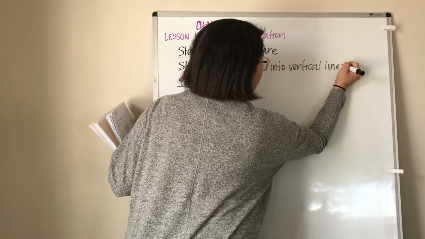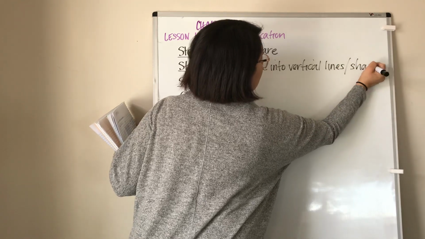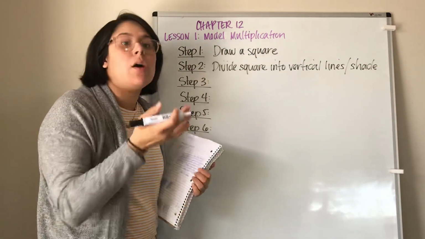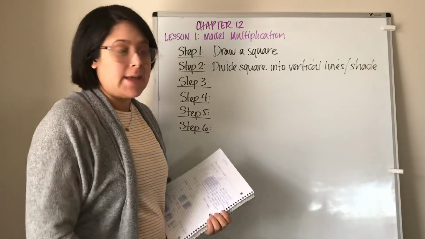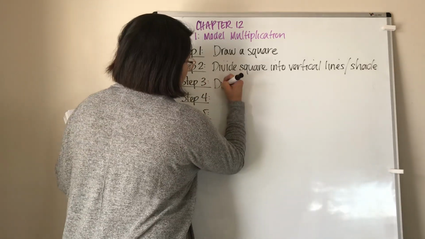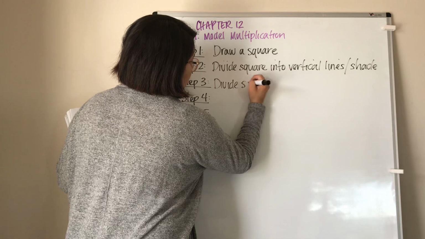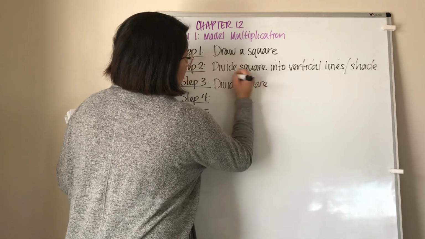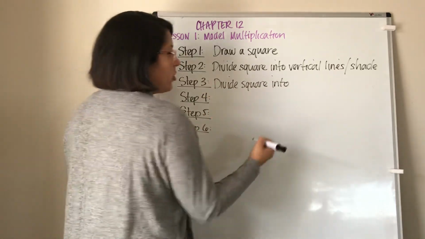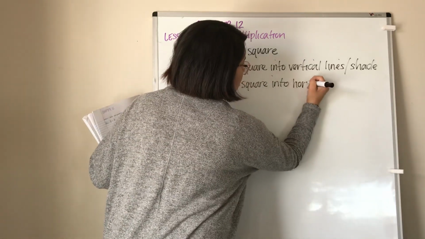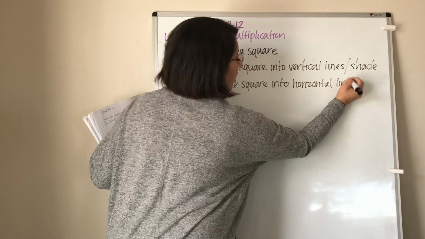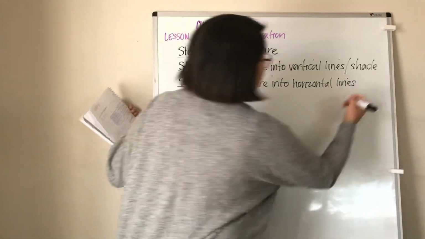Lines, and then you're going to shade. Okay? And how many vertical lines are you going to divide it into? Well, your fraction is going to tell us that. Okay? So step 3 is going to be divide your square into horizontal lines. We already did vertical, so now it's going to be horizontal. And you're going to do the same thing. You're going to shade.